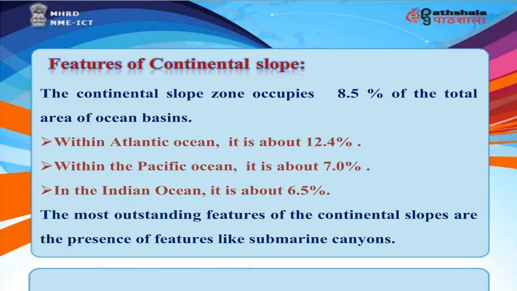The continental slope zone occupies 8.5% of the total area of ocean basins. Within the Atlantic Ocean, it is about 12.4%. Within the Pacific Ocean, it is about 7.0%. In the Indian Ocean, it is about 6.5%. The most outstanding features of the continental slopes are features like submarine canyons.